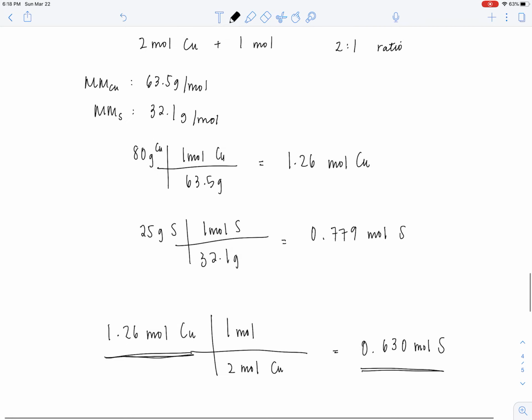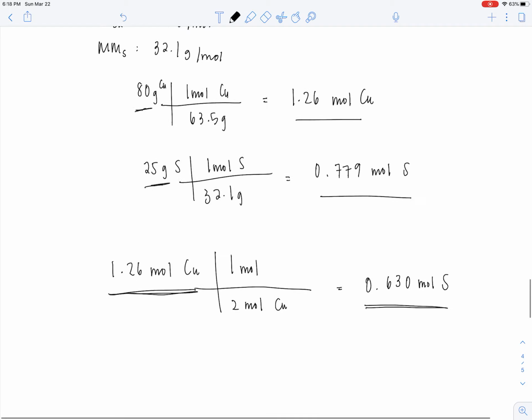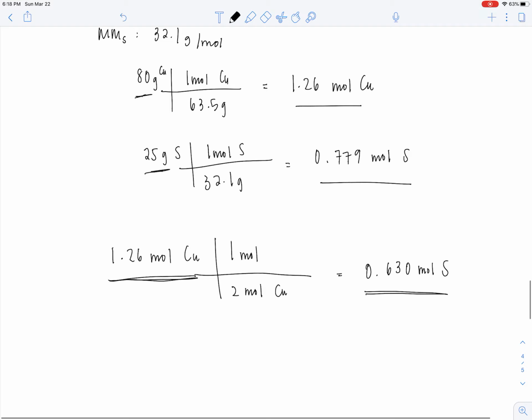So looking at my original given amounts, I had 80 grams of copper, which was 1.26 moles, and I had 25 grams of sulfur, which is 0.779 moles, and I only need 0.630. So you can see, hopefully, that sulfur is my excess reagent, and copper is my limiting reagent.